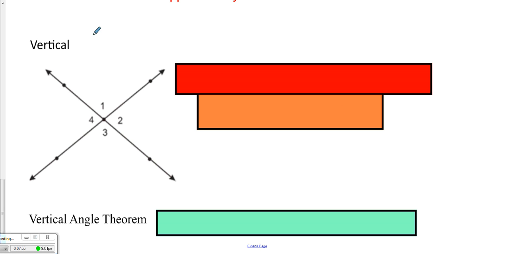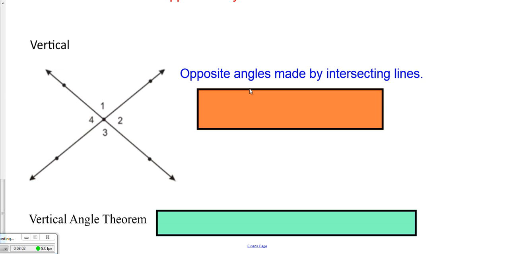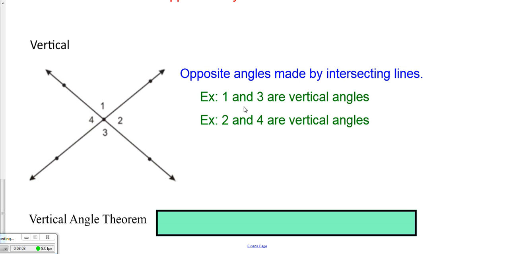Vertical angles. Now, anytime that we have two crisscrossing lines like this, it kind of makes an X. You've made some vertical angles. These are the opposite angles made by intersecting lines. So, for example, 1 and 3 are vertical angles. This one is vertical with this, which makes sense because vertical is up and down, but also 2 and 4. That one is a little bit more goofy because they actually look horizontal, right? They look like they're going sideways.